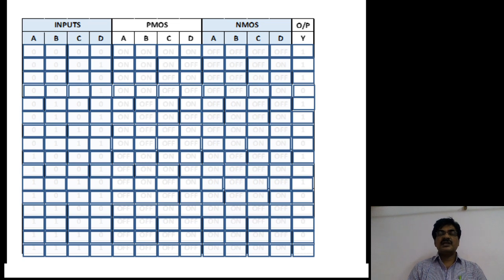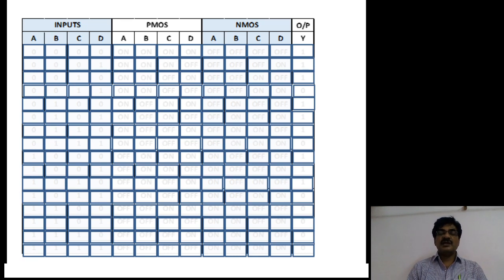As you know, the functional table includes inputs, that is number of inputs, number of P transistors, number of N transistors, and outputs. Here the number of inputs are 4, that is A, B, C, D. 4 PMOS transistors are there, named as A, B, C, D. 4 NMOS transistors are there, also named as A, B, C, D. And finally outputs.